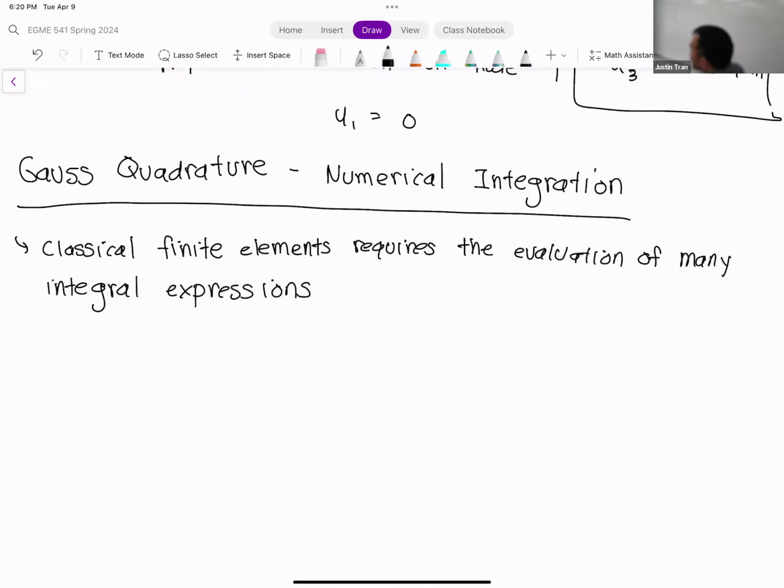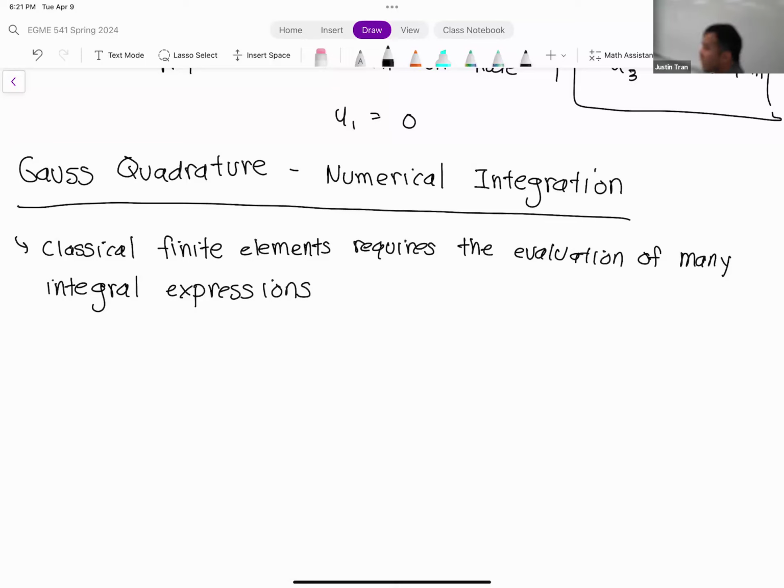If you think about the problem that we just did, it was a fairly simple problem. We had 2 elements, and in each element we had to evaluate at least 2 integrals. We had to evaluate 1 integral for the element stiffness matrix and 1 integral for the element forcing vector. So the number of integrals you have to do is equal to the number of elements times 2.